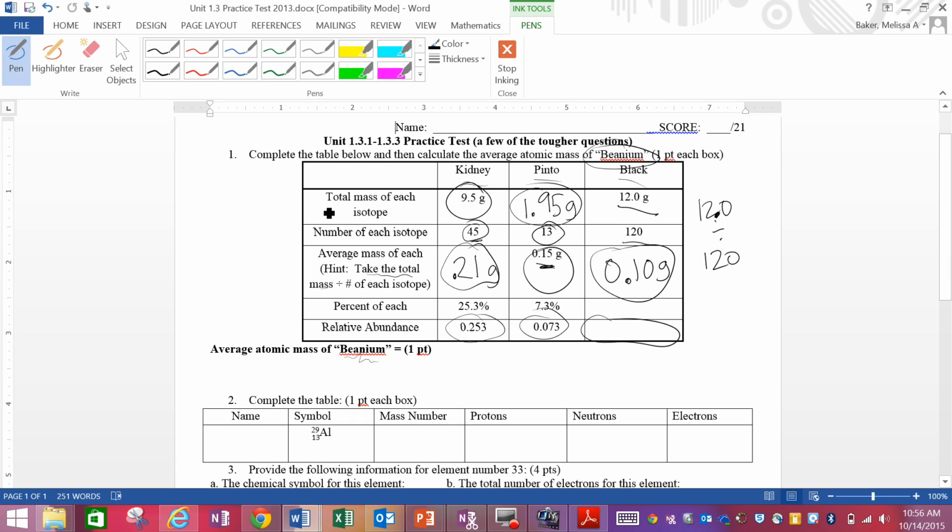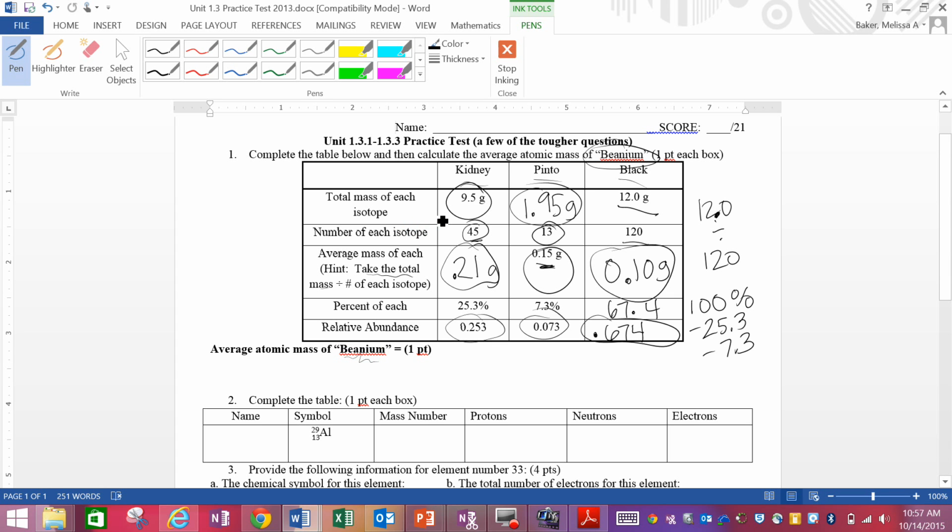Now we're missing a percent here. 25.3% of all of the beans are kidney beans, 7.3% are pinto beans. So what does that leave here? Let's just do a subtraction from 100%. So 100% minus 25.3 minus 7.3 comes out to be 67.4%. And then to get the relative abundance, just move the decimal 2 back, so 0.674.